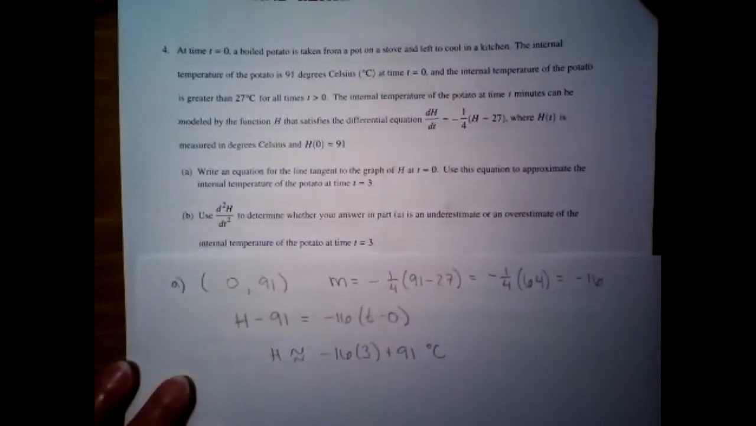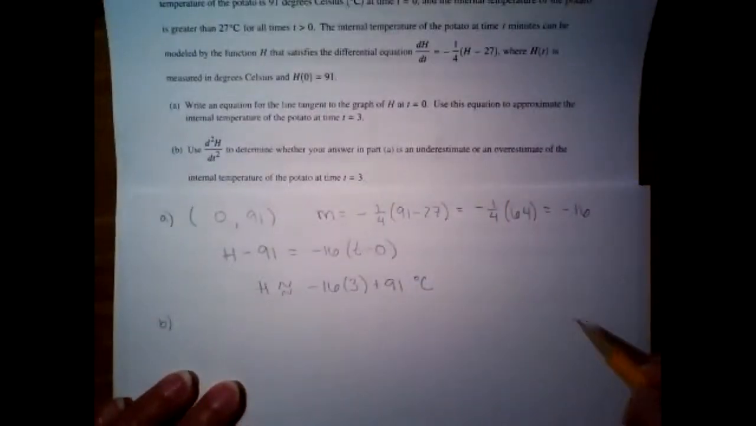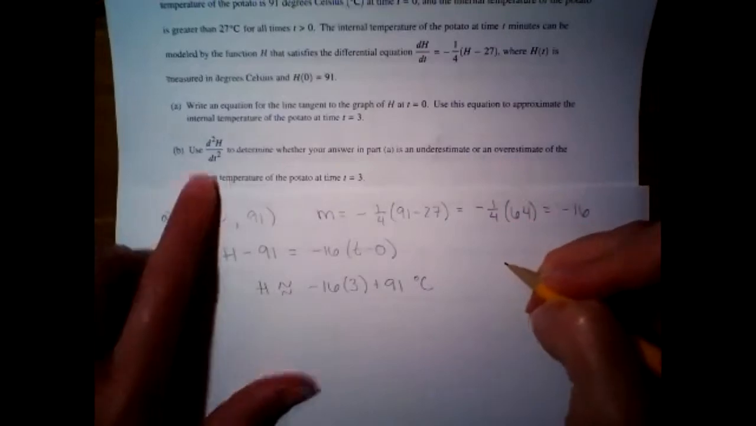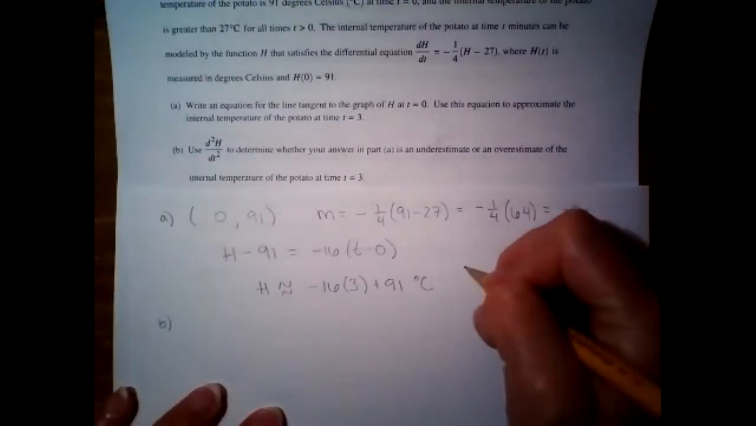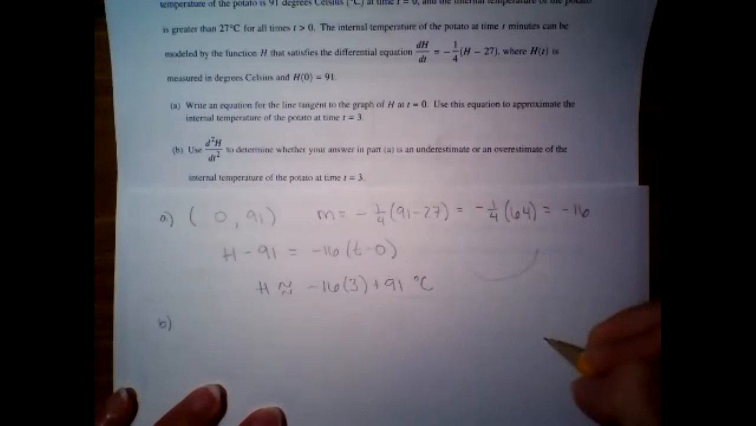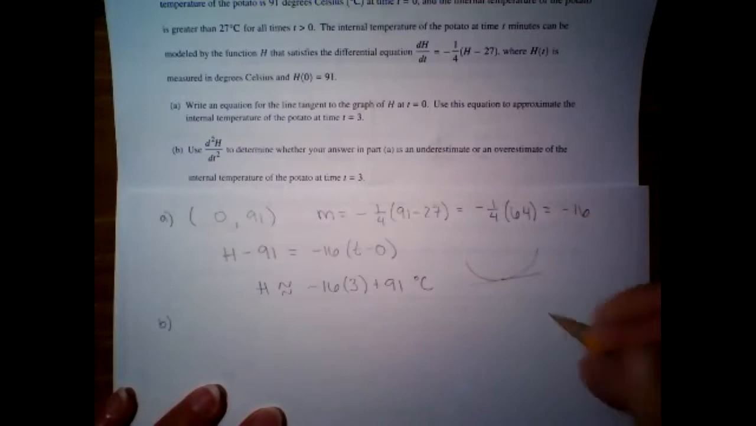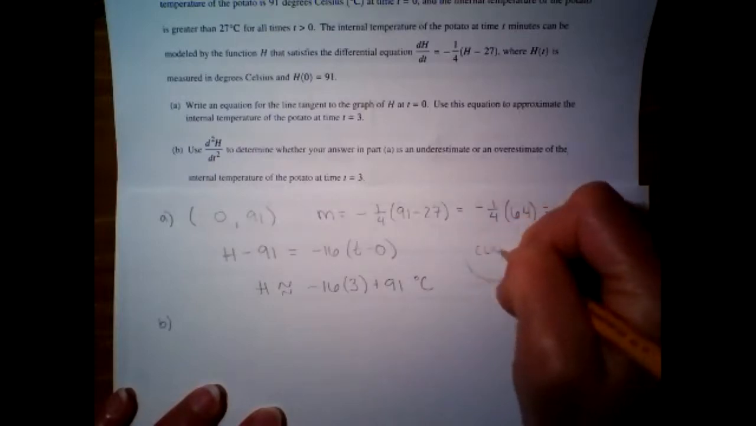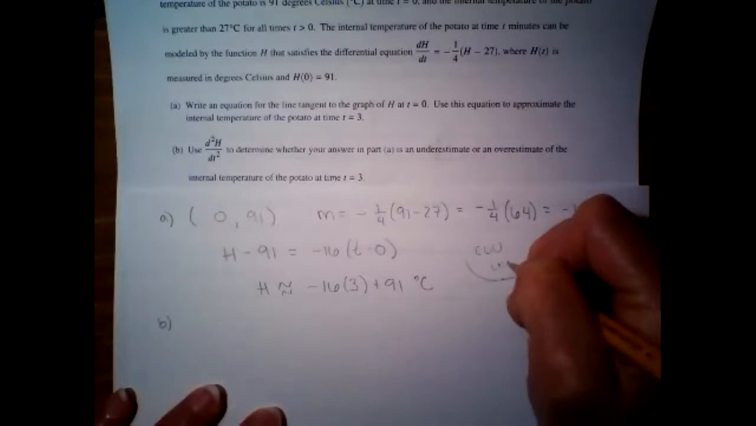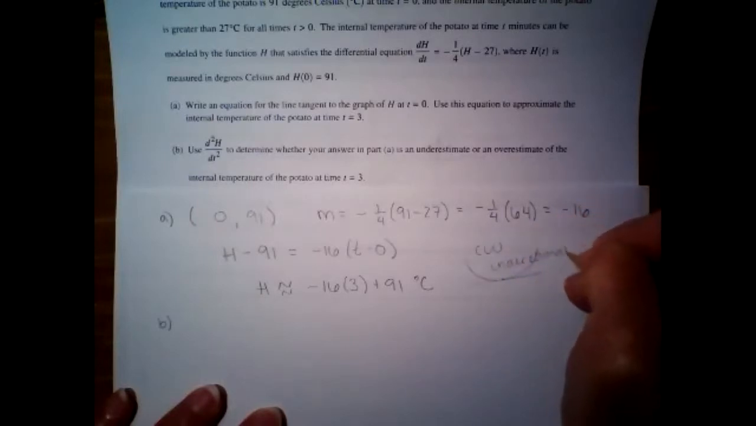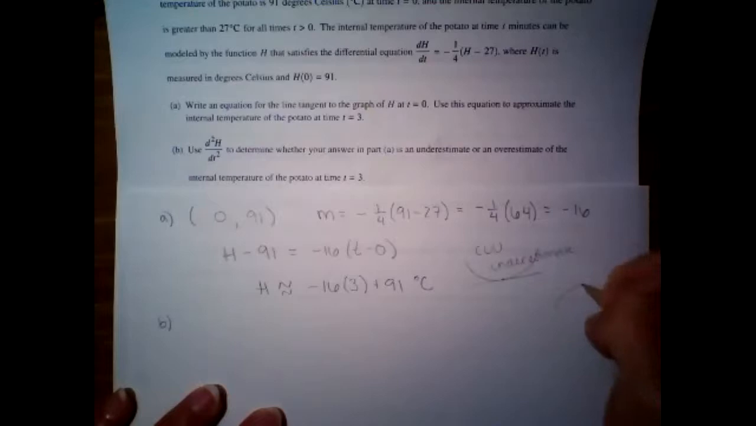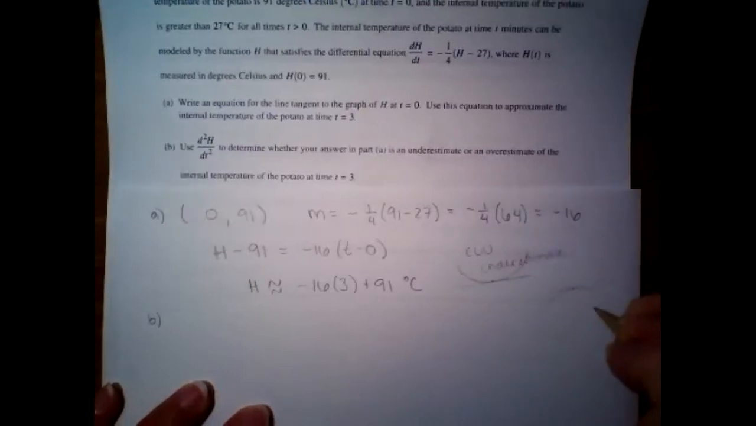All right, part B, find the second derivative and determine whether that answer is an underestimate or an overestimate. All right, here's what this means. Second derivative tells you concavity. So if you have a graph that is concave up, so upwards like a smiley face, and you draw in a tangent line, the tangent line is going to be below it. So concave up means that you have an underestimate. And if your graph is concave down and you draw in a tangent line, the tangent line is going to be above it. So concave down means that you have an overestimate.